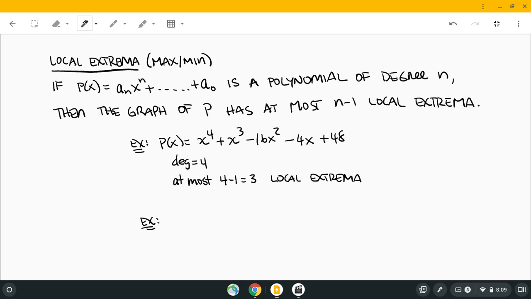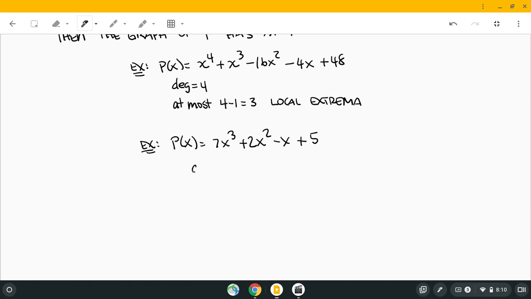If I have this, p of x equals, sorry, 7x cubed plus 2x squared minus x plus 5. If I have this here, the degree is 3. So then you can have at most 3 minus 1, which is 2 local extrema.